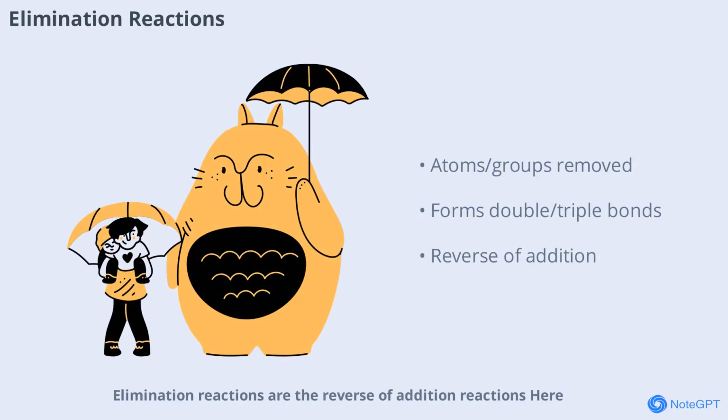Elimination reactions are the reverse of addition reactions. Here, atoms or groups are removed from a molecule, often resulting in the formation of double or triple bonds. We'll discuss common examples like dehydration of alcohols and dehydrohalogenation. Understanding elimination helps explain how unsaturated compounds are formed from saturated ones.